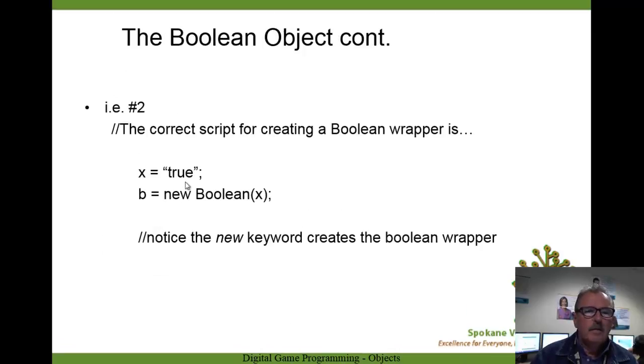So here's an example that indicates the correct script for creating this Boolean wrapper object. And you can see it starts off where we have the variable x equal to true. But the primary difference in this one is that we're using, in this example, the new keyword. So the new keyword creates this Boolean wrapper. Okay? Notice that x is our constructor. All right? And b is our reference.